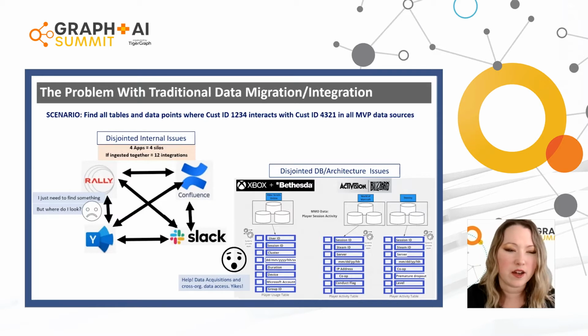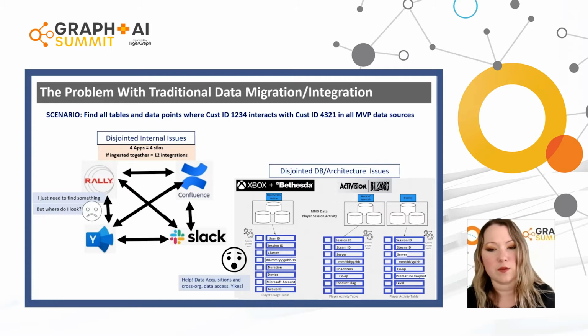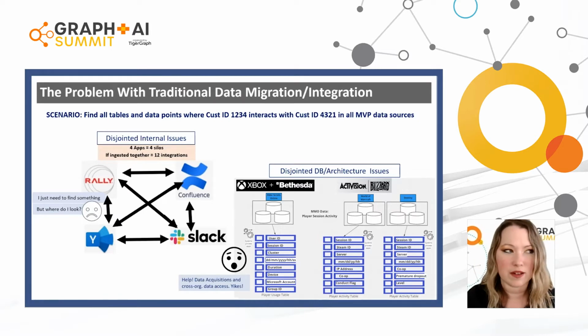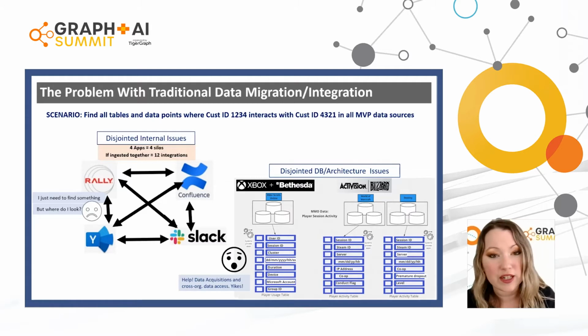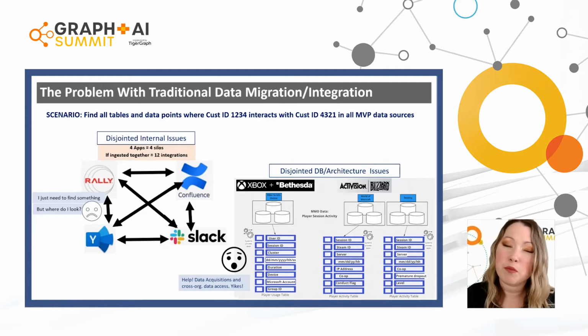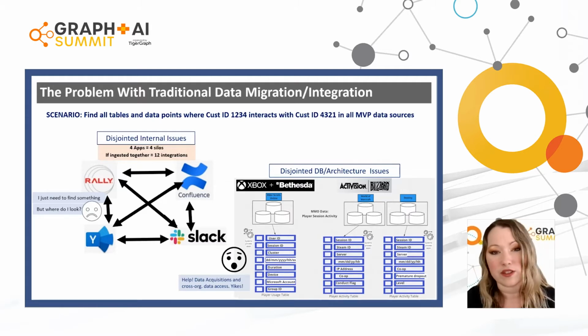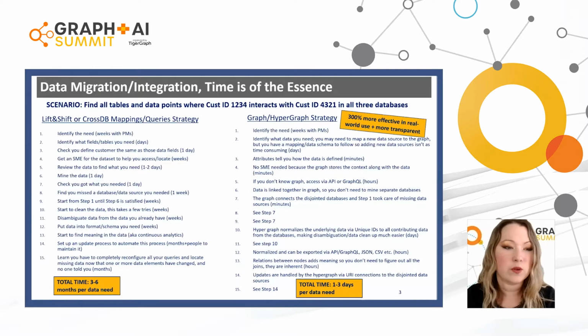In this scenario, if I said, find all the tables and the data points where this certain customer interacts with this other customer, how would you go about doing that? In today's world, it would be very difficult to do. It would be a pretty high lift. So let's look at the time that this takes. I'm not going to go through all of these. It's actually kind of funny if you read through all of them, because we have all been through this.